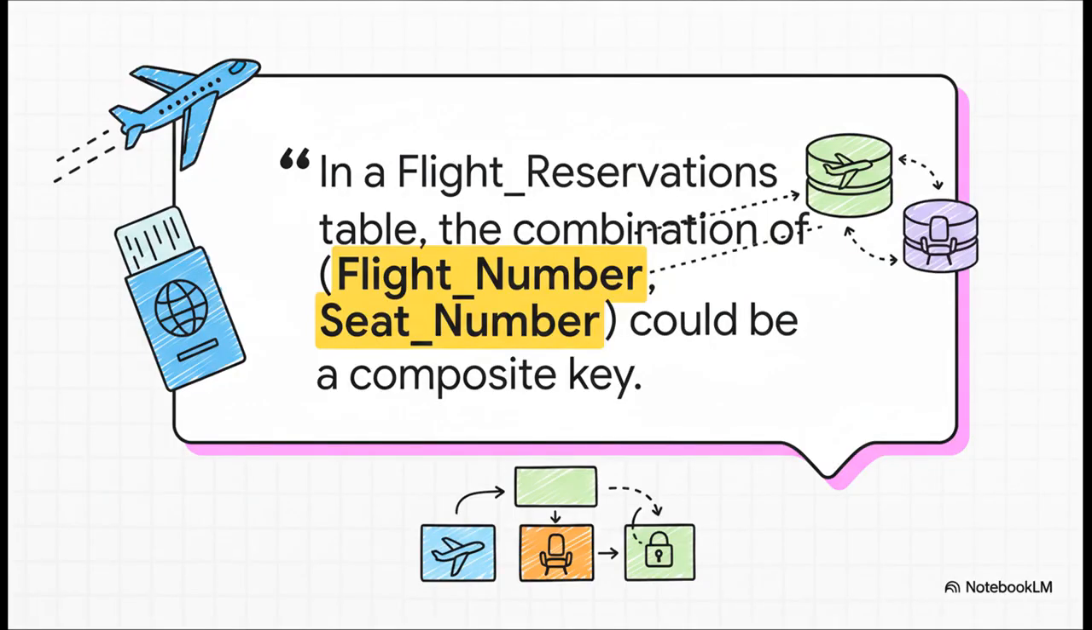For a composite key, just imagine booking a flight. The seat number 14A isn't unique by itself. I mean, hundreds of planes have a seat 14A, but the combination of flight number UA452 and seat 14A, boom, that is absolutely 100% unique. That's a composite key in action.